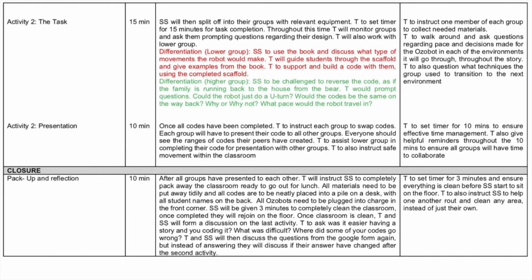So for differentiation, the red text is for the strugglers, the lower group. They just have a discussion with the teacher and use the scaffold about what decisions the robot would make if it was in that family. Would it be really fast through some aspects?